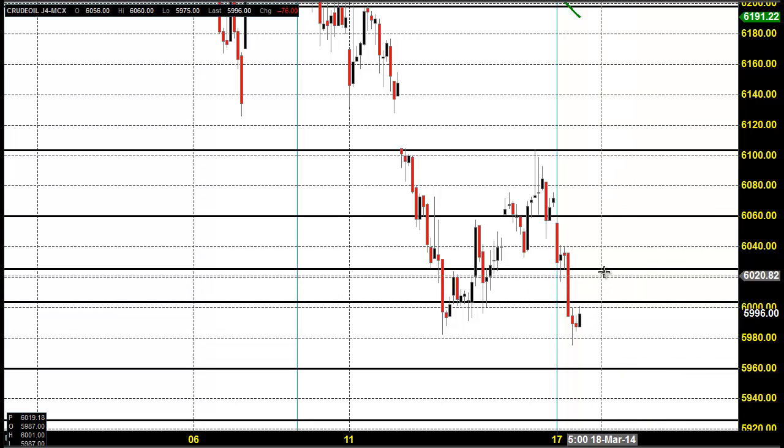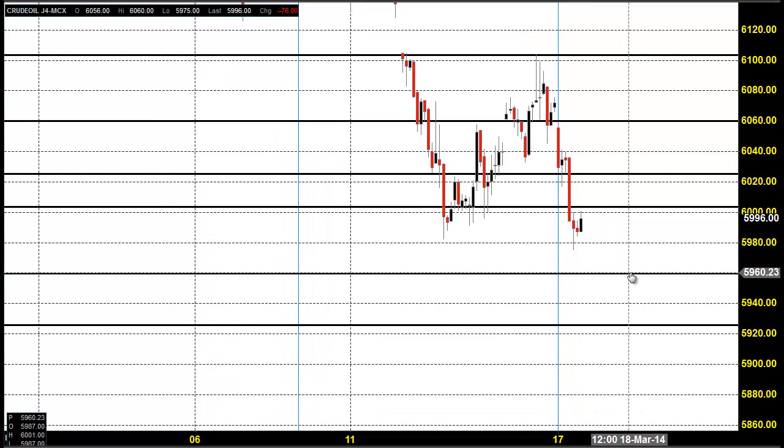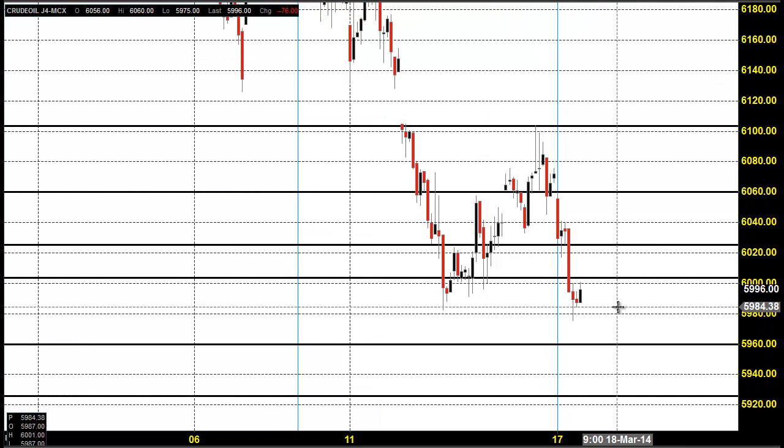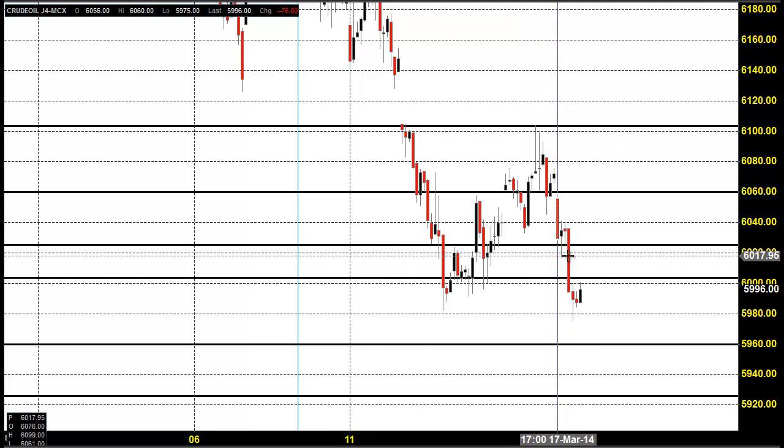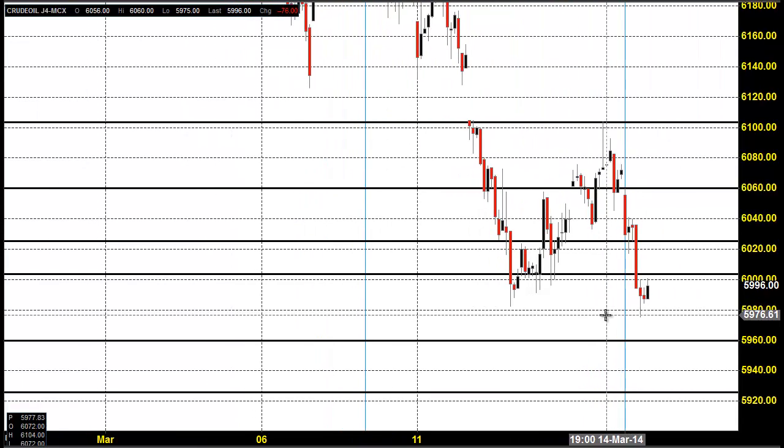Unless the price is trading below 6,026, it is very clear that the price is likely to reach the next target zones of 5960 and 5926. So these are the next target zones which we can expect, but your prime focus should be on this particular area. So now let us see how our Goodwill charting tool looks.